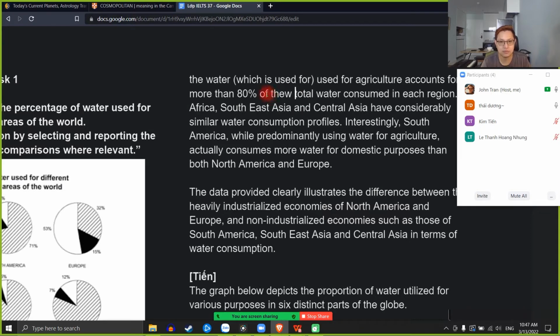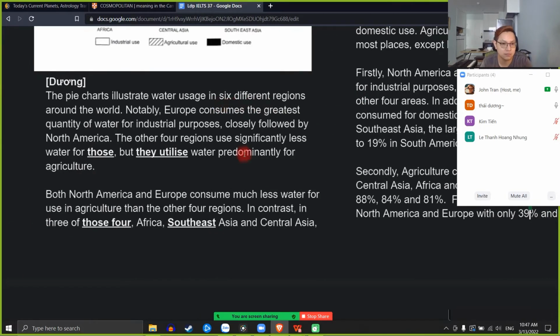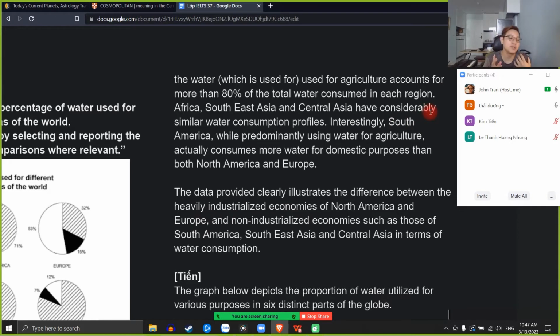of the total water consumed in each region. Okay. Okay, you are showing a contrast between the two. Very good. Em show ra một cái sự đối nghịch giữa hai cái vùng đó. Đối nghịch giữa 6 vùng. Okay, very good.